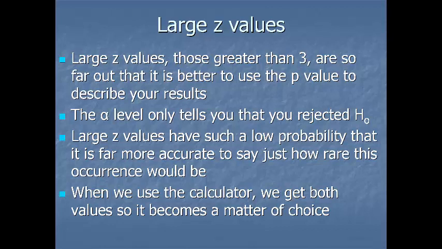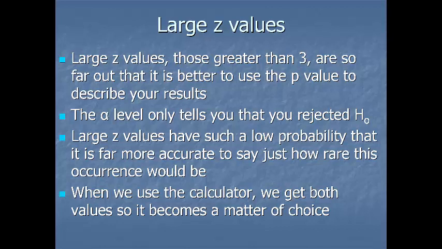So the alpha level only tells you when to reject it. It doesn't tell you how strong that particular p-value is. You can say, we reject it like crazy. That's fine. It's so far out there. Large z-values have such a low probability, it's far more accurate to just say how rare this occurrence will be rather than compare it to the alpha level.